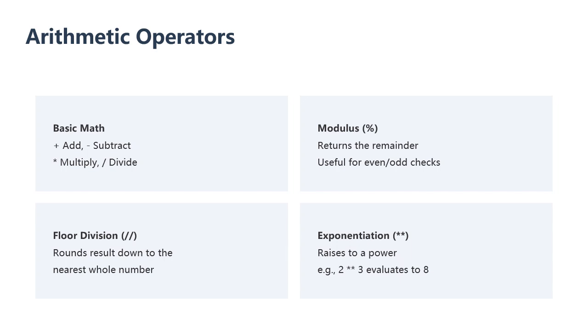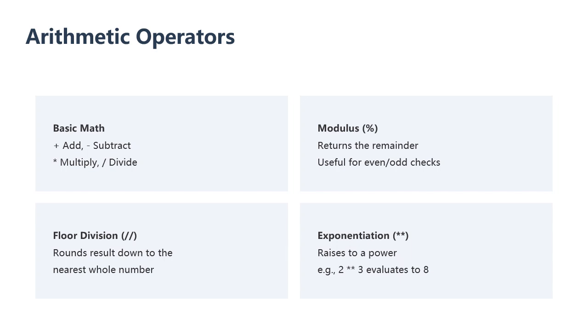But what if you only want the whole number part? That's where floor division comes in. By using 2 forward slashes, Python rounds the result down to the nearest integer. It's perfect for when you need to calculate things like how many full boxes can be filled.